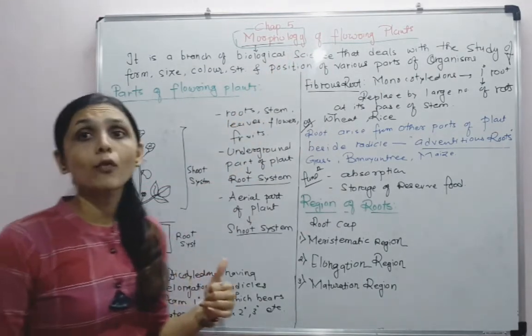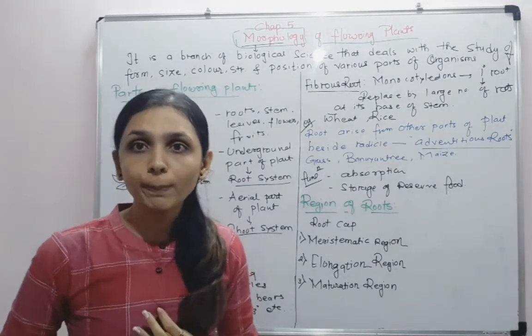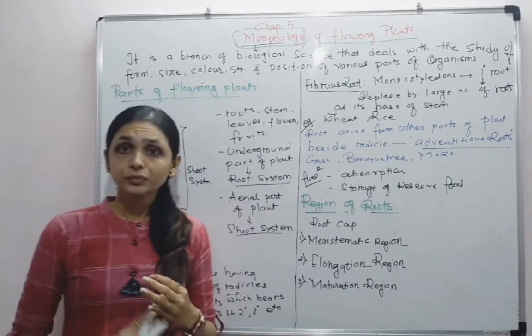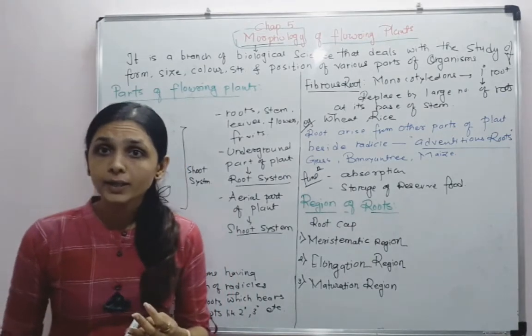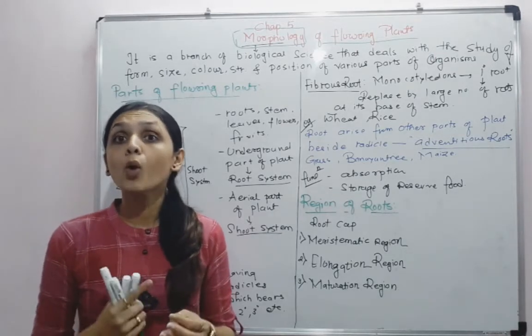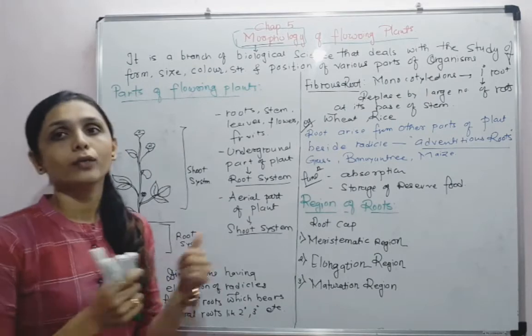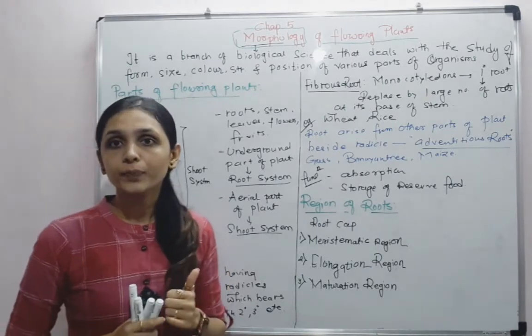So in this chapter, what we are going to study is the different parts of the plants, the structure of those parts, how they are arising, what the function of each is, and what the modifications of those parts are. That is the simple thing we are going to study in this chapter.